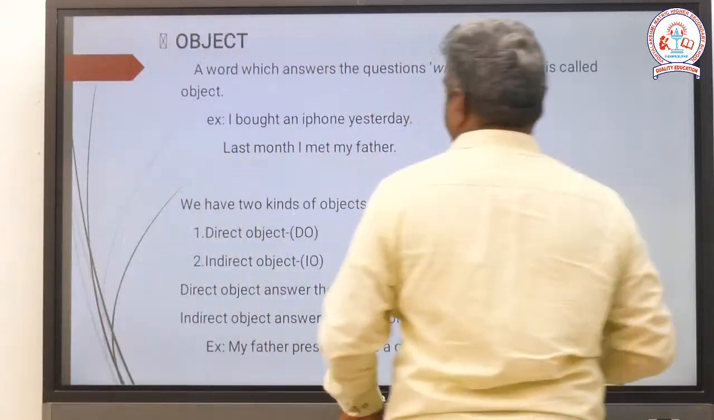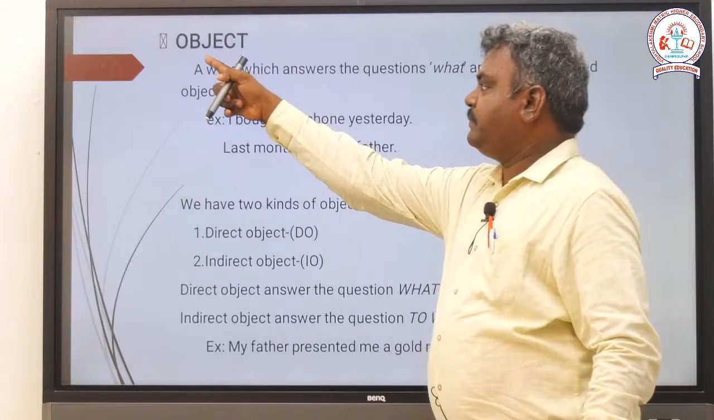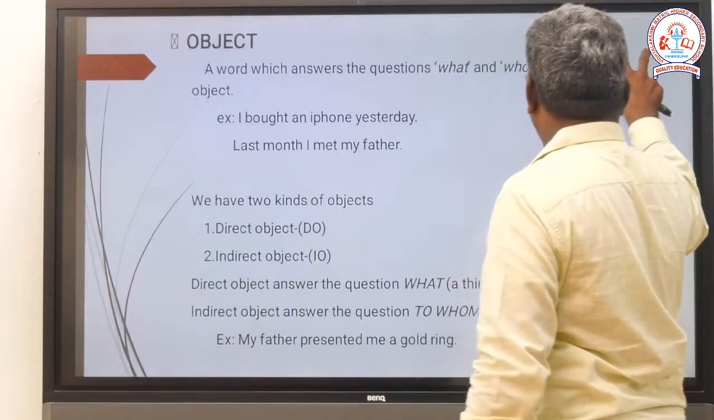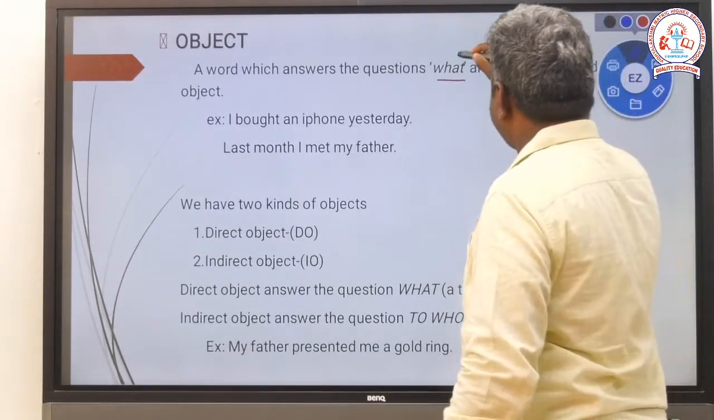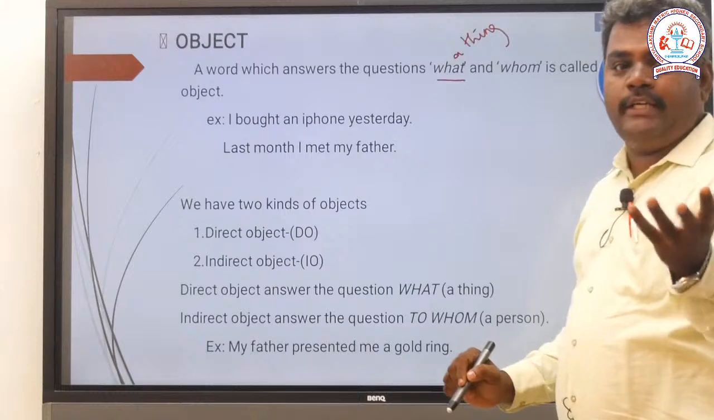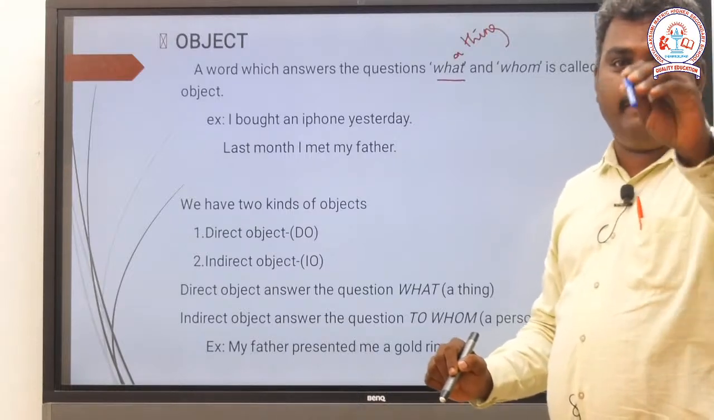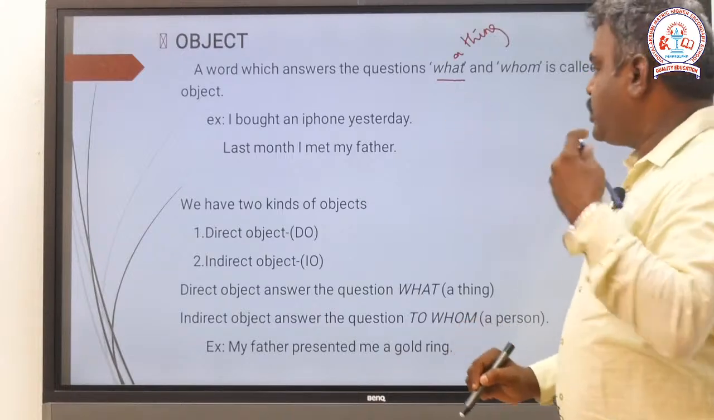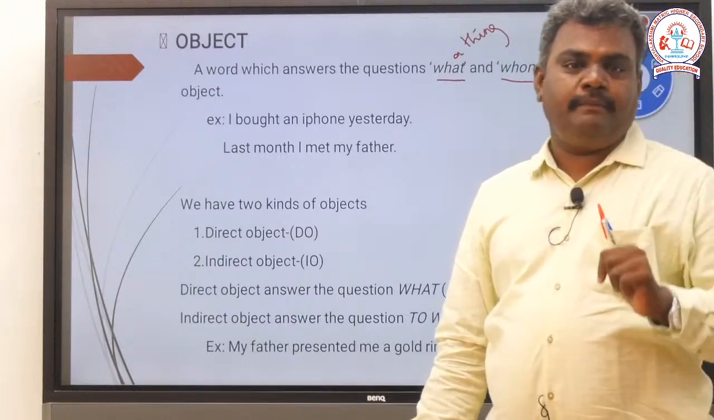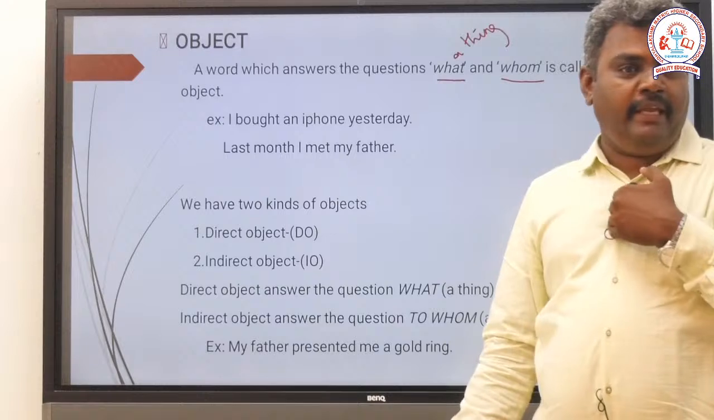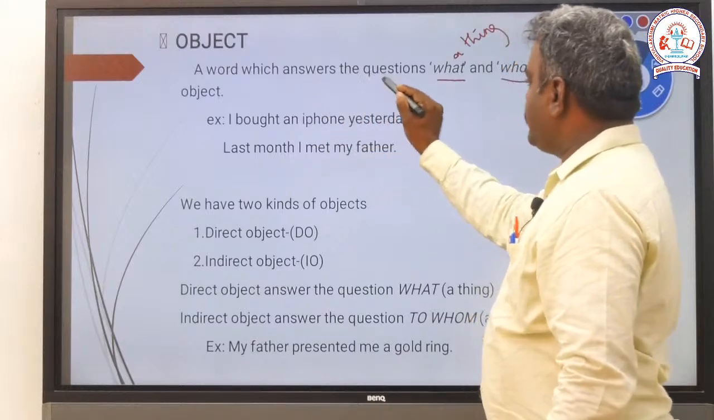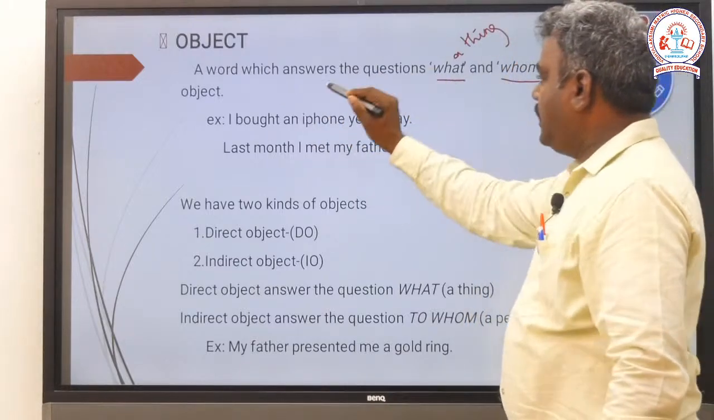Good. Now, let's come to the topic, objects. It's very easy. A word which answers the question what? What means a thing. It may be a chocolate, it may be a ball, it may be a pen, it may be a camera, it may be a computer, it may be a light. And the next thing is whom. It must be a person. It may be you. It may be me. It may be she. It may be somebody. It may be your uncle. So a word which answers the question what and whom is called the object.